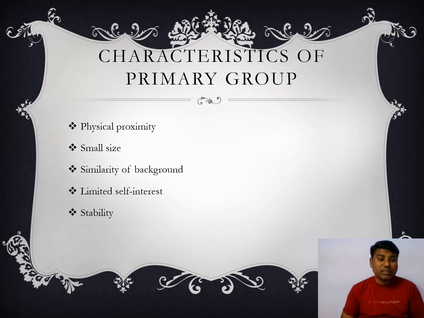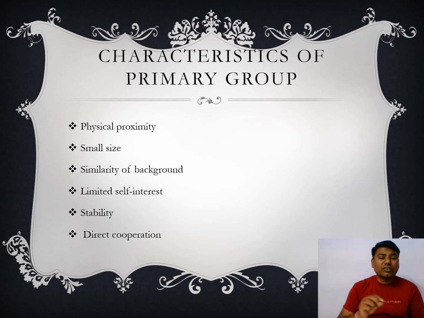And then in terms of stability, the existence of the primary group is relatively more stable than the other groups, like the secondary group. It is very much stable. For example, a family, a neighborhood, a peer group, or your close relatives, they are very much stable. So primary group is a stable group.